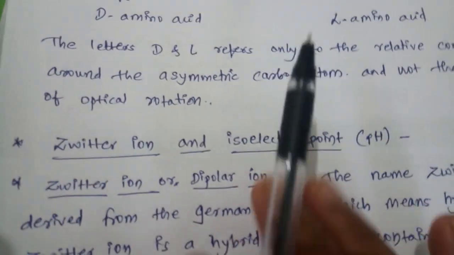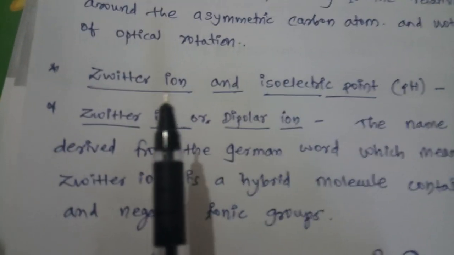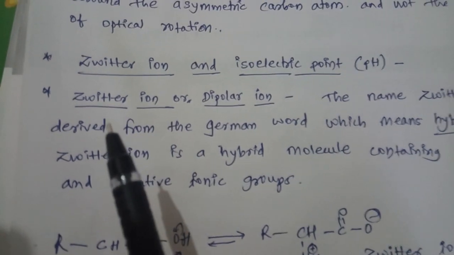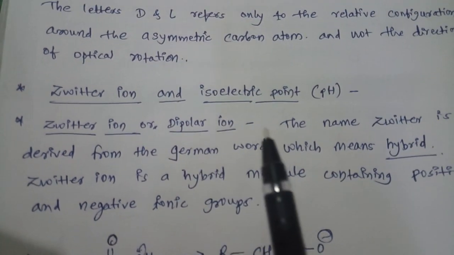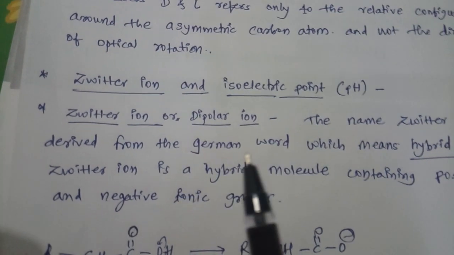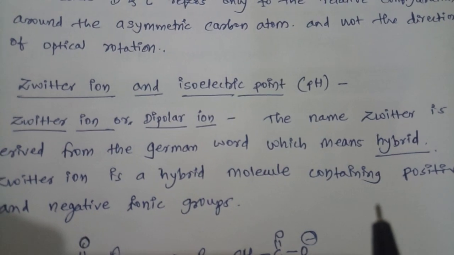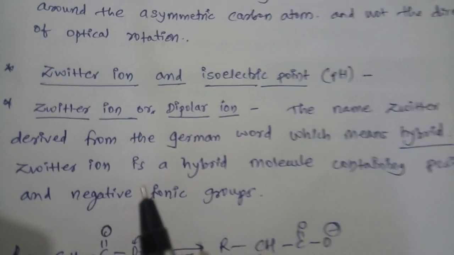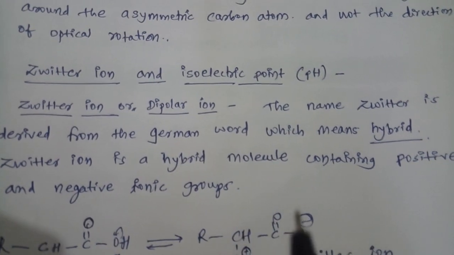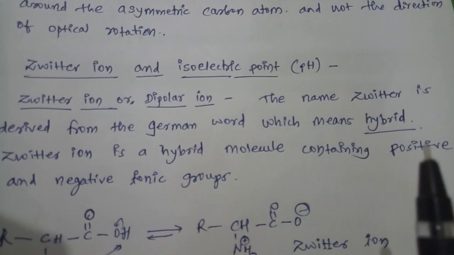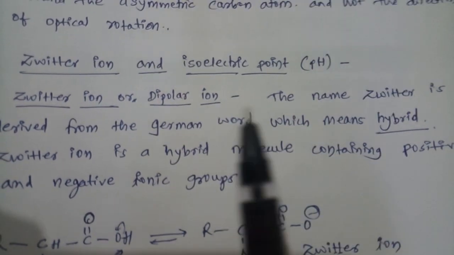So we go to the next point, that is zwitterion and isoelectric point or isoelectric pH. Here first we go to the zwitterion. Zwitterion is also called a dipolar ion. The name zwitter is derived from the German word which means hybrid. A zwitterion is a hybrid molecule containing positive and negative ionic groups. Means both the ionic groups are present in the zwitterion. So therefore it is also called a dipolar ion.